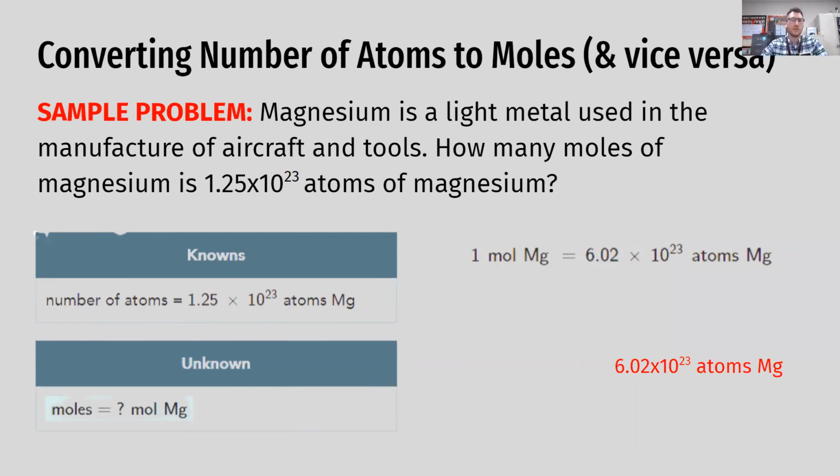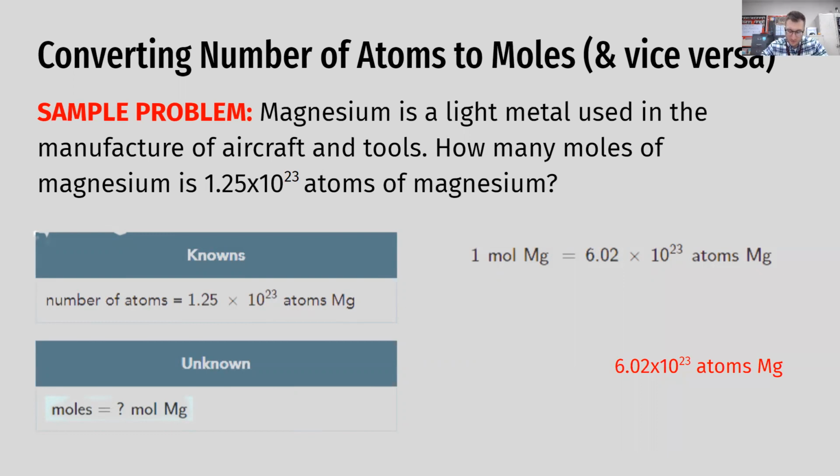Magnesium is a light metal used in the manufacture of aircraft and tools. How many moles are 1.25 times 10 to the 23rd atoms of magnesium? So essentially what we're given is the number of atoms of magnesium, 1.25 times 10 to the 23rd. And we want to figure out how many moles of magnesium that is.